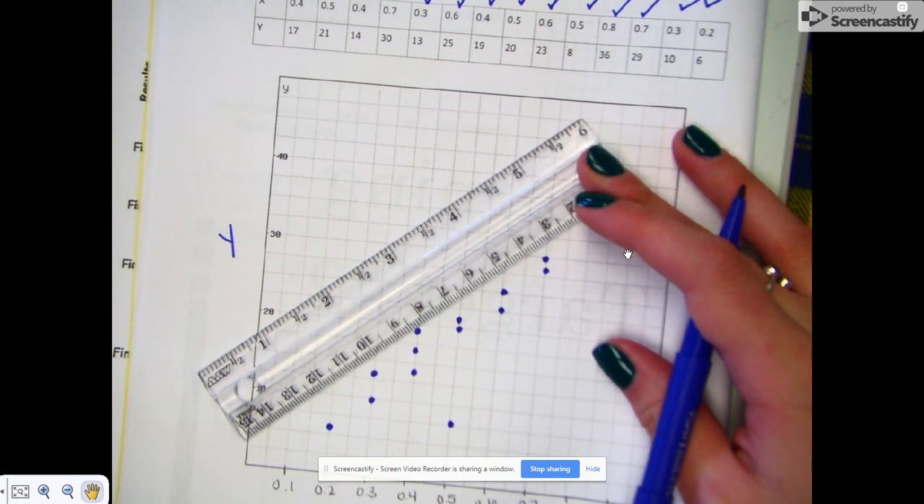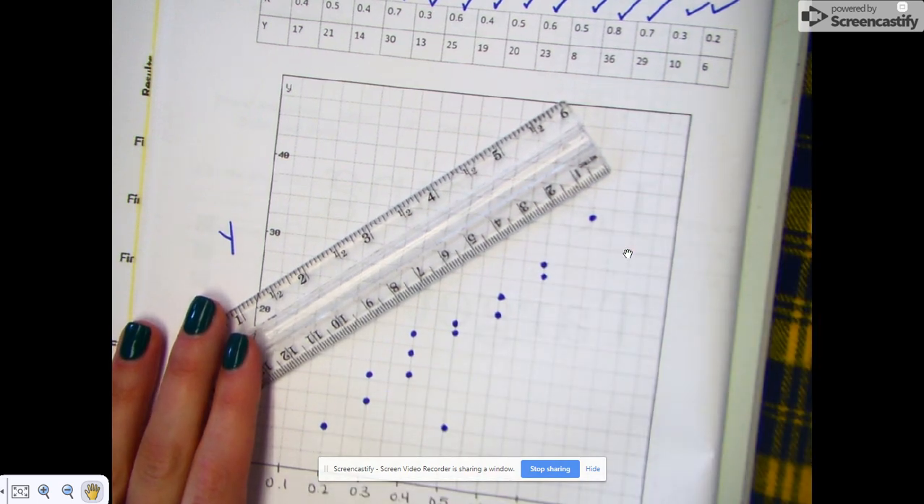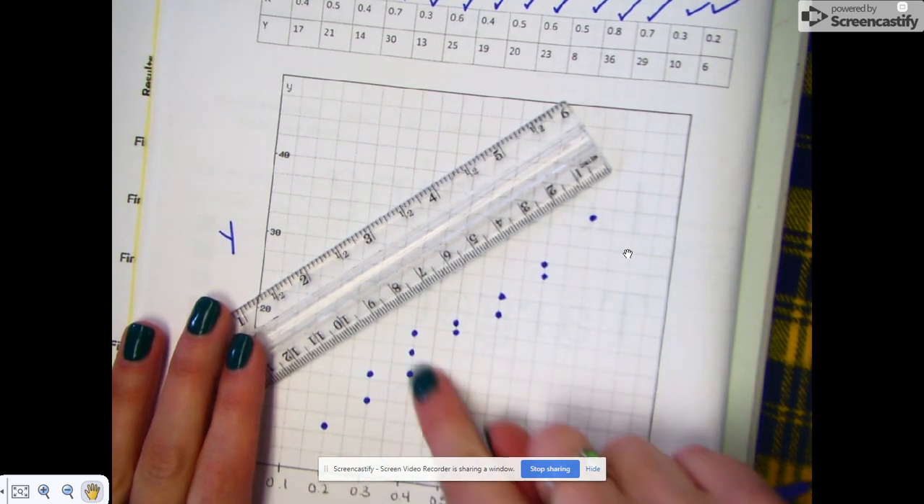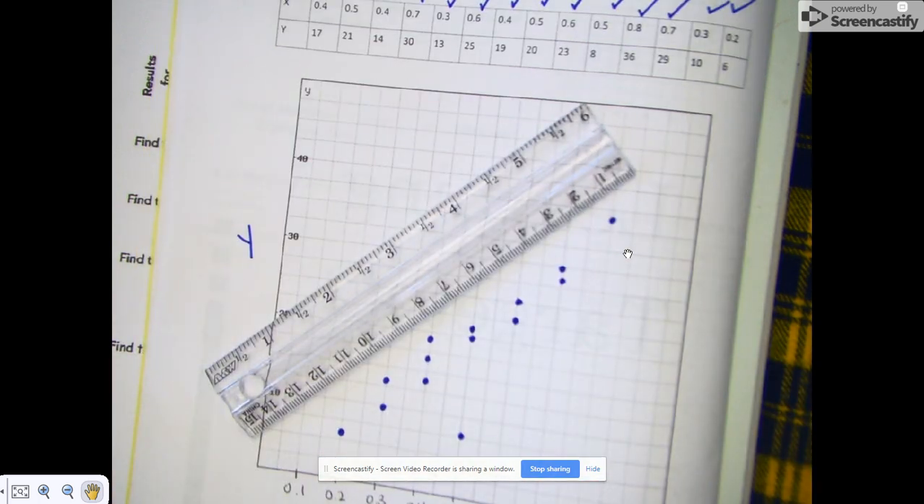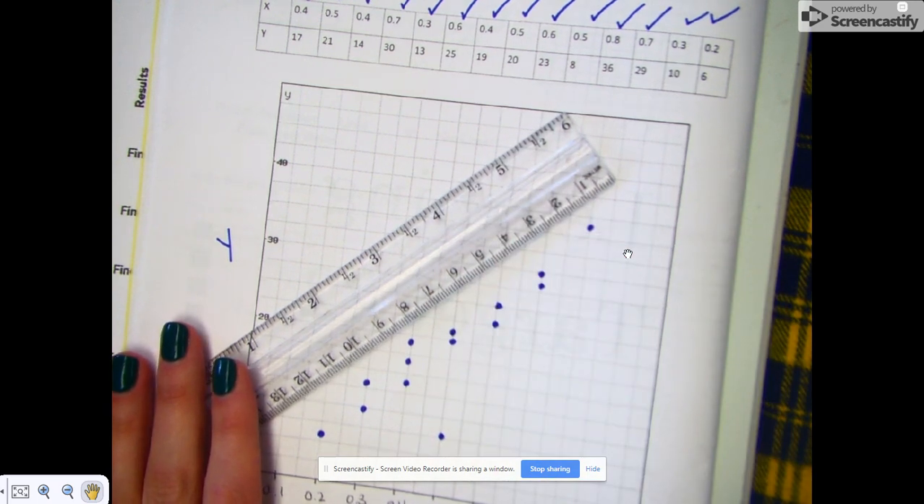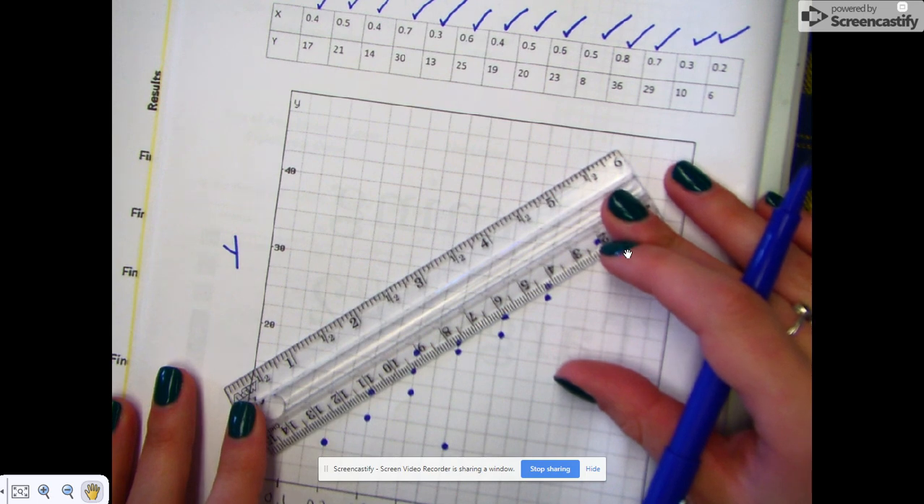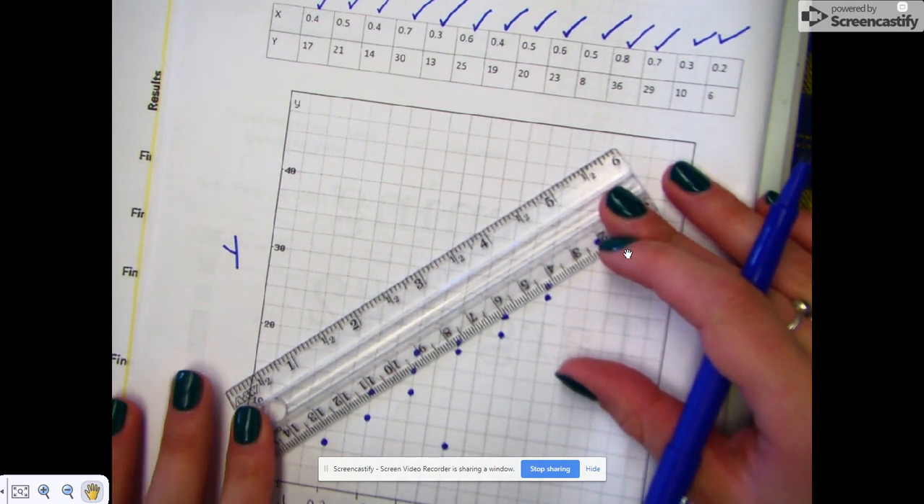Notice you're not going to be able to get every point on the line, otherwise your line is not going to be straight, and lines are always straight. So don't connect the dots. You need to draw a line that best represents the line that the data represents. So the best way to do this is to try to line your ruler so you are going through as many points as you possibly can with your ruler.